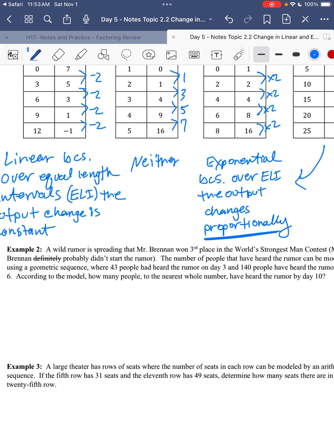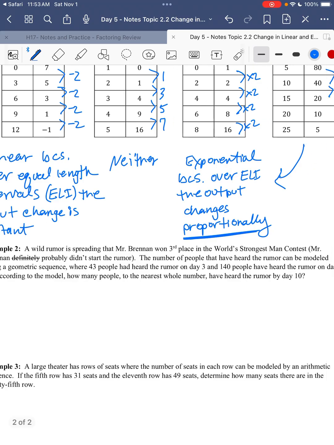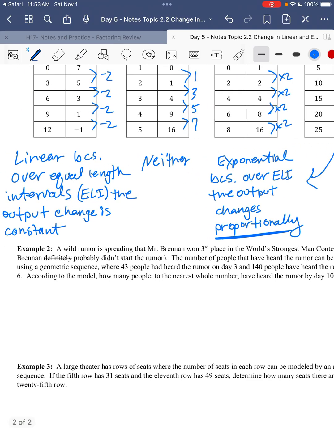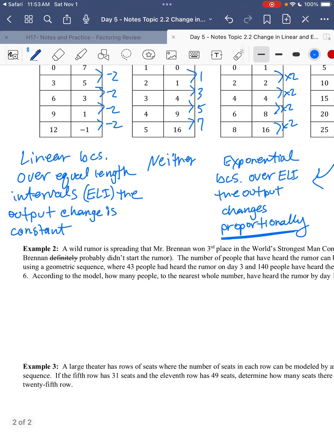So let's see. A wild rumor is spreading that Mr. Brennan won 3rd place in the World's Strongest Man contest. All right, Mr. Brennan probably didn't start the rumor. Ha ha. All right, so anyway, the number of people that have heard the rumor can be modeled by a geometric sequence, so that means exponential.